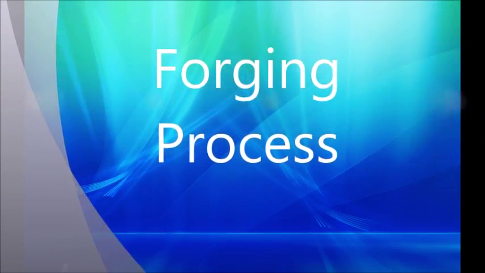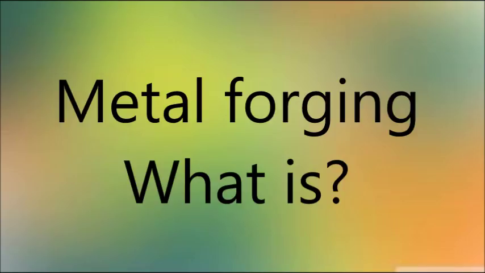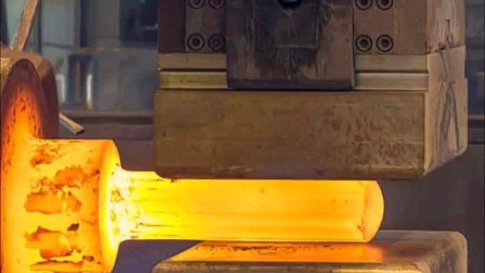Forging process. What is forging process? Forging process is a metal forging process that involves applying compressive forces to a workpiece to deform it and create a desired geometric change to a material that is almost permanent. Here is an example of forging, that is heat the metal until deformed.